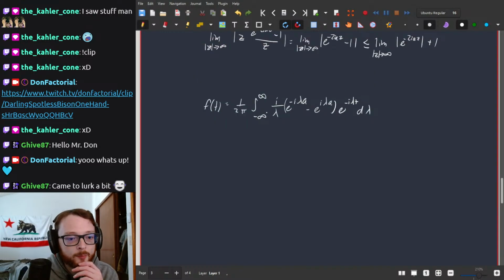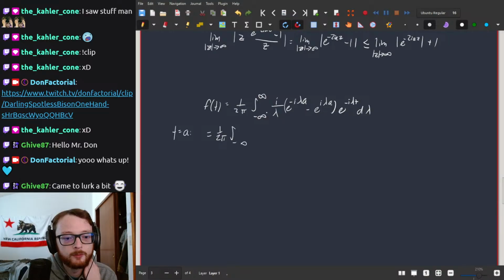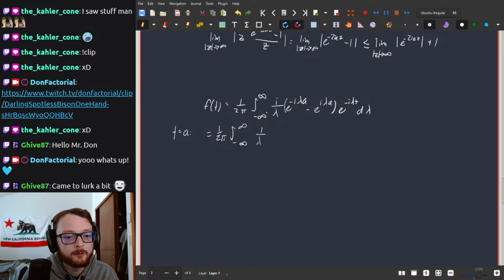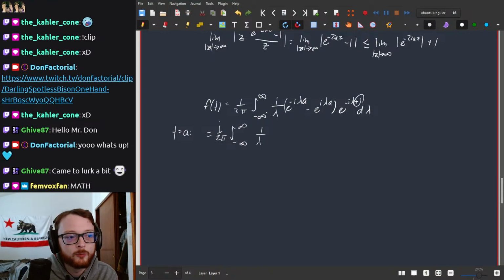So I want to figure out what happens when we start with t equals positive a. We should be getting 1/2. Take the i out front. So if t equals a, I'm going to make this t into an a. Yep, it's math time.